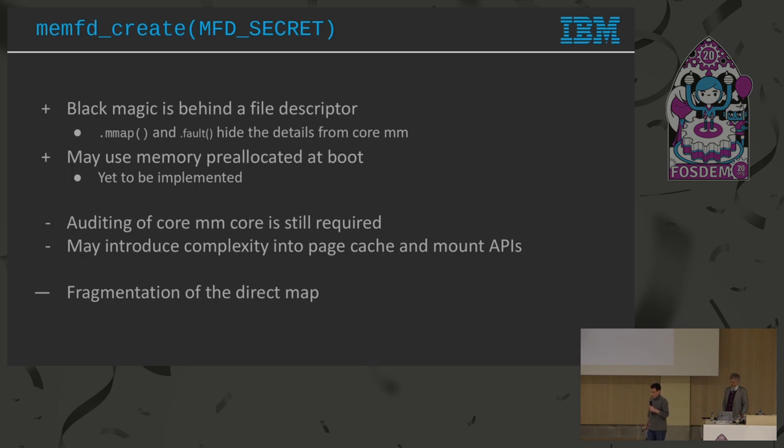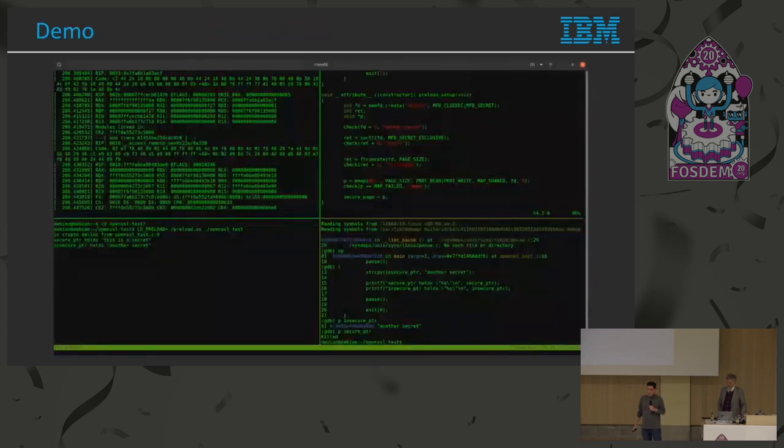And as it is file-based memory management, it would use the page cache mechanism in one way or another, and the final implementation may introduce some complexities into page cache management. And still we didn't address the huge gap of the fragmentation of the direct map, which also may cause some pain in the future.